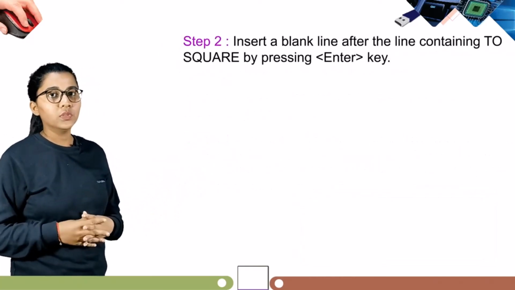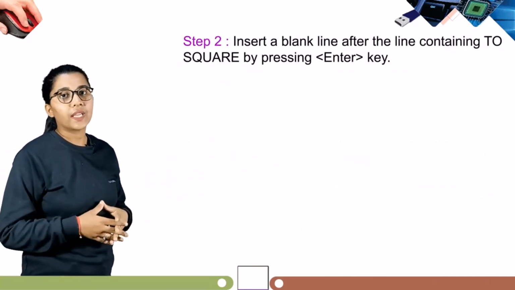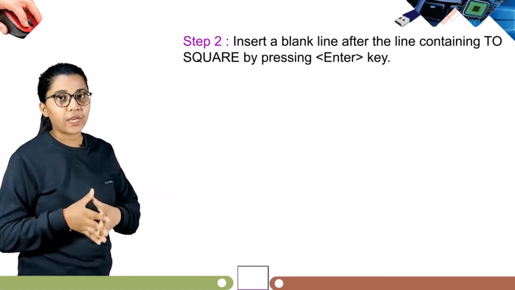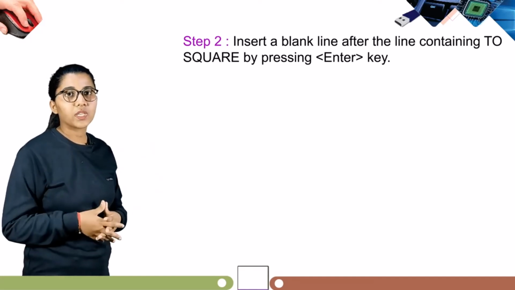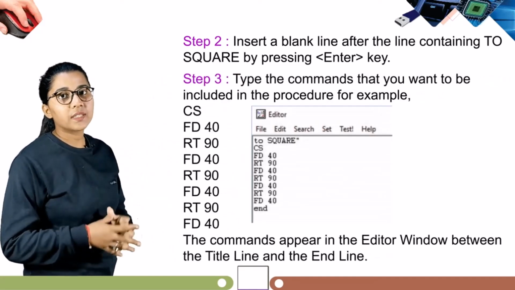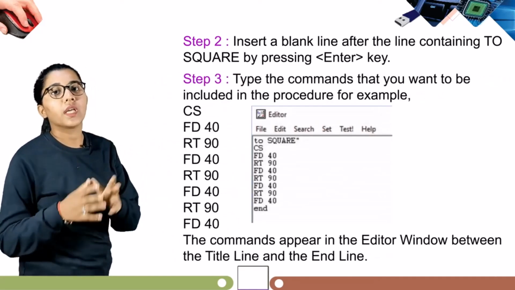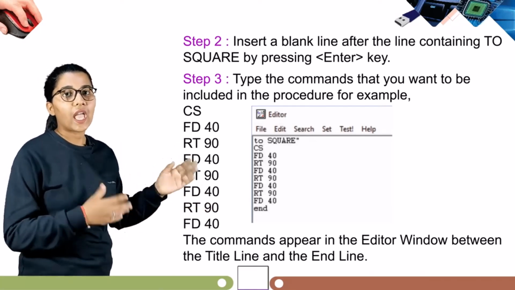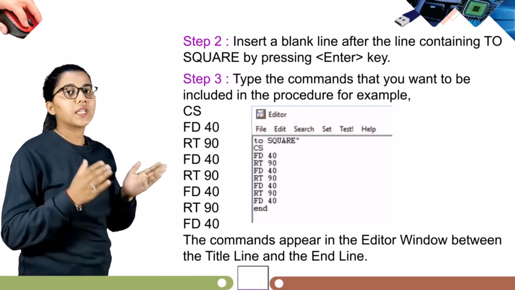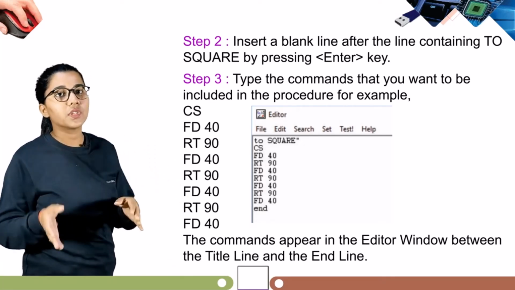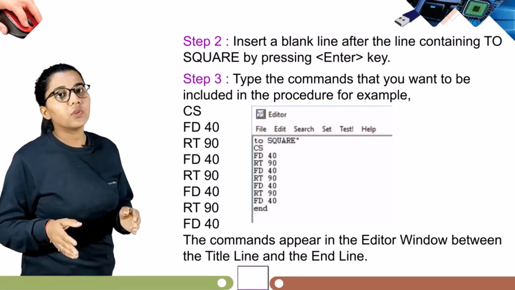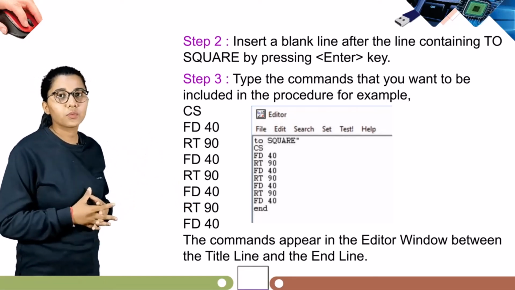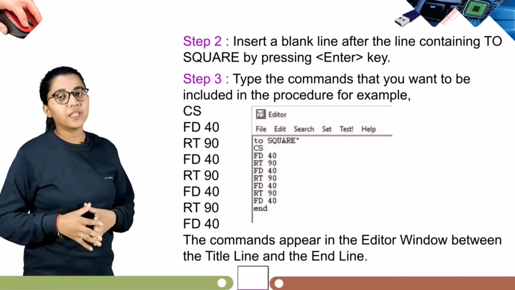Now, step 2, insert a blank line after the line containing TO square by pressing enter key. Now, step 3, type the commands that you want to be included in the procedure. For example, CS FD 40 RT 90 FD 40 RT 90 FD 40 RT 90 and FD 40. Then the end line.